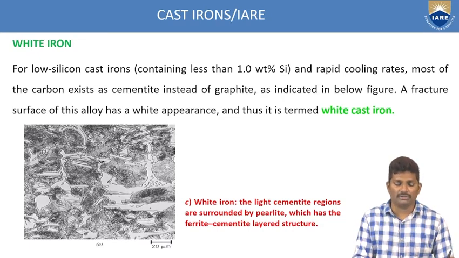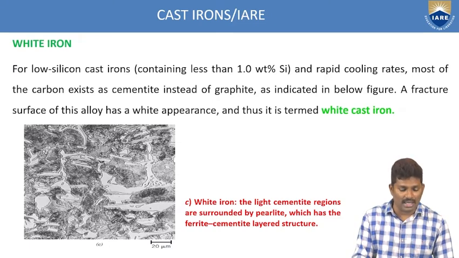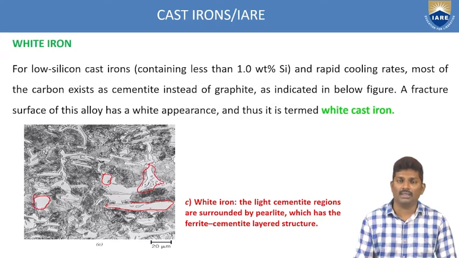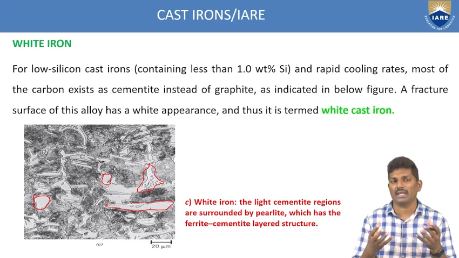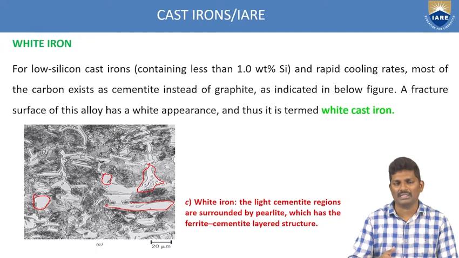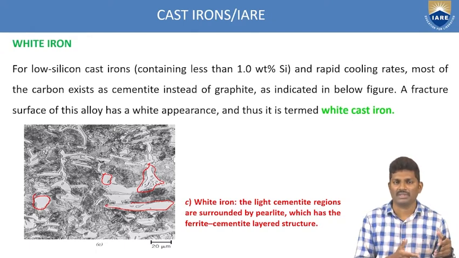As indicated in this figure, you can see the surface of this alloy has a white appearance. You can see some white patches here. Because of these white patches, the material is named white iron. Like the previous gray cast iron, which appears in the color gray and is therefore called gray iron, similarly in this case we are seeing white patches, all appearing in white color. That's why it is named white iron.